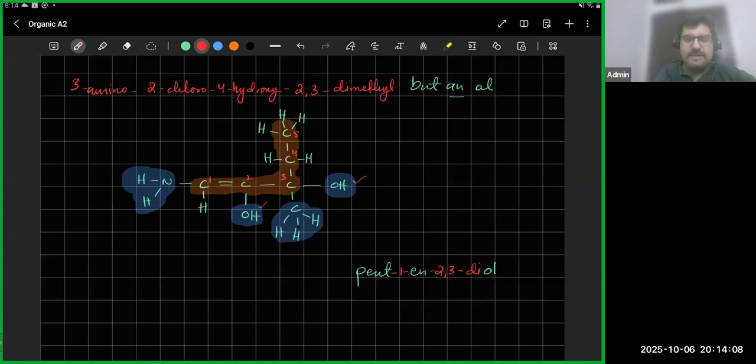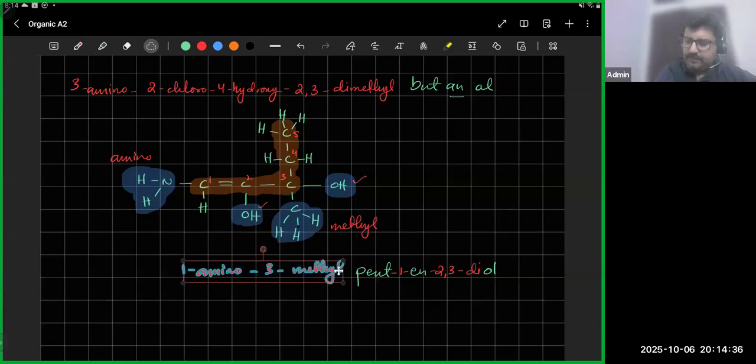So the only thing left is methyl, which is this. These are the only 2 branches that are left now. So alphabetically amino, and then you have your methyl. The amino is at first position, and the methyl is on the third one, right? So that's going to be on the third one. That's it. So that's the name of the molecule.